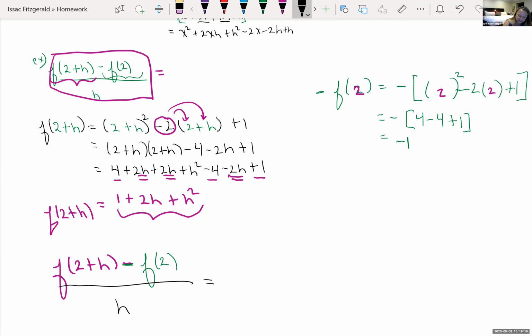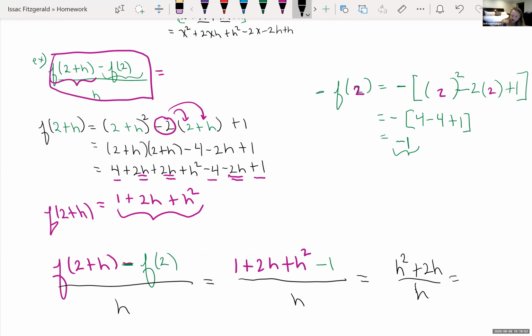So f of 2 plus h we found was 1 plus 2h plus h squared. This minus f of 2 we found was minus 1, and we put it all over this h. Notice in our numerator, we do have like terms 1 and negative 1, and they cancel. And so we technically have, writing it in descending order of power, h squared plus 2h all over h.